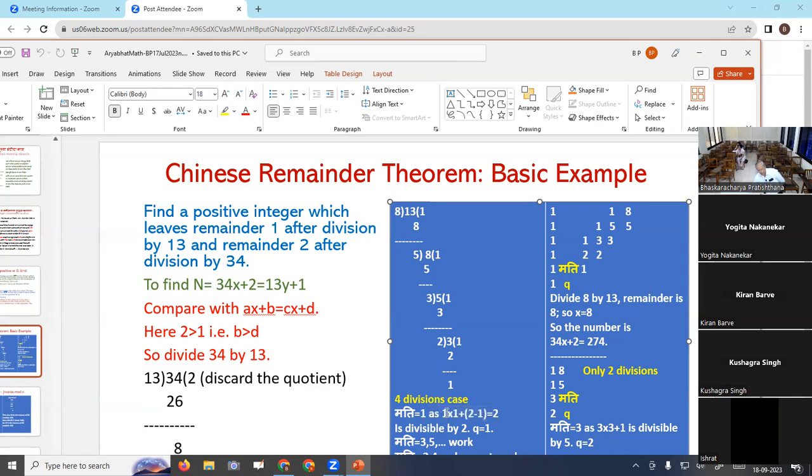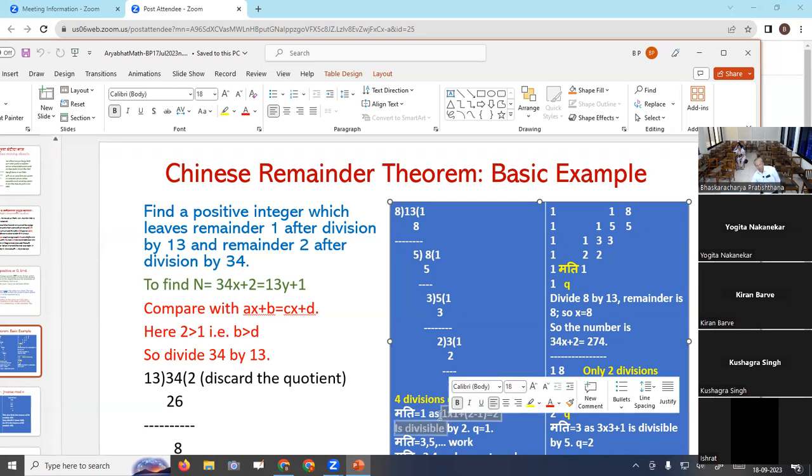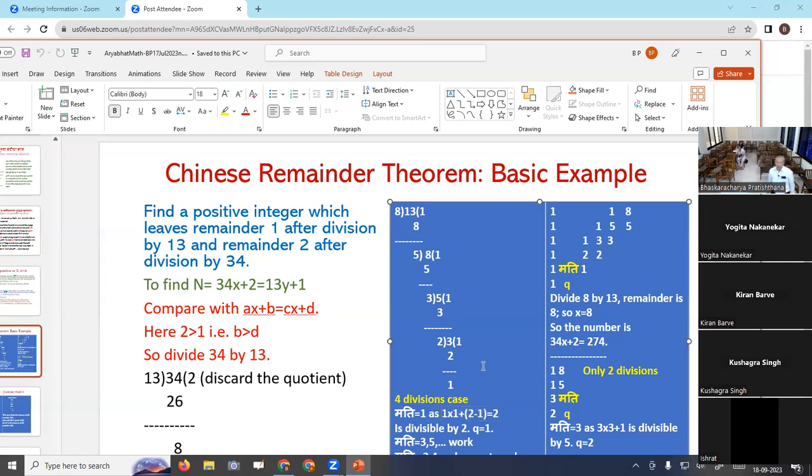And Mati can have more values also. Like Mati can be 3, Mati can be 5 and so on. But Mati cannot be 2, or any even number. So you should find out some Mati which satisfies this equation. That is, this expression should be divisible by this final divisor 2. Then you find out the quotient. That final quotient is 1. Let us call that Q, equal to 1.